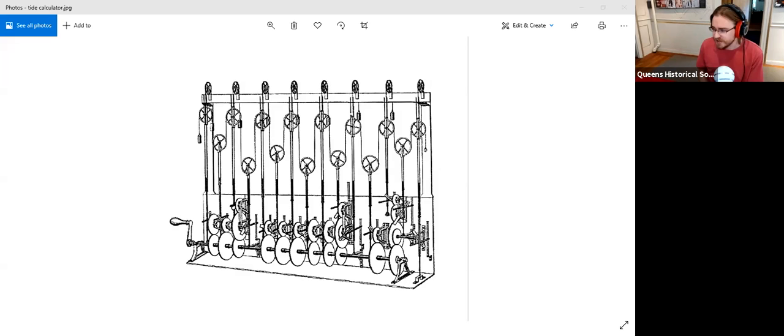This is a machine that uses a similar principle of different sized gears.